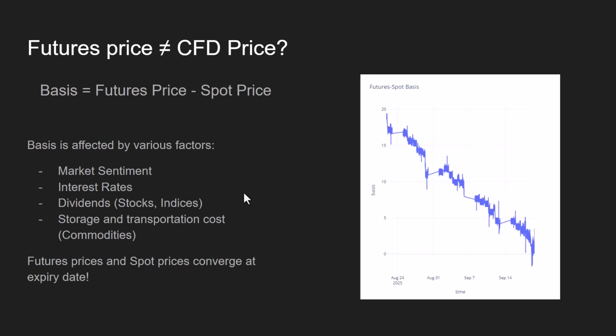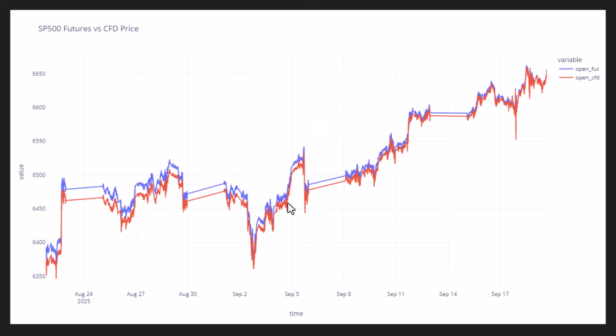But there is one rule that futures prices follow, and that is that as we are nearing our expiration date, the basis is approaching zero. So basically, if we go back to our price chart here, you see that over time, as we are nearing our expiration date, the difference between futures and spot is becoming zero.